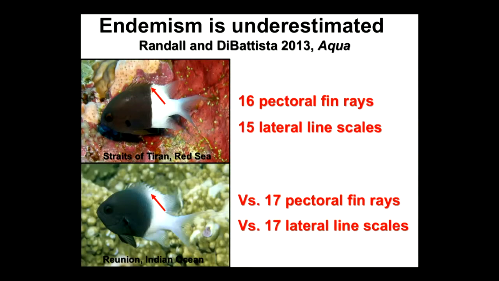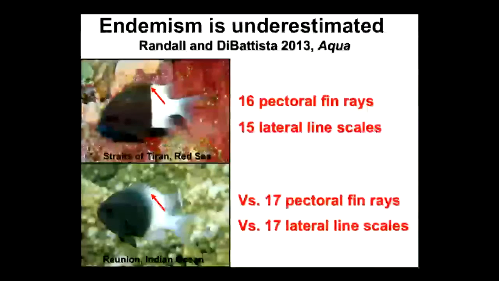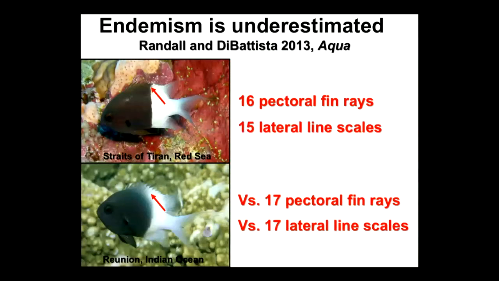I'll take this example because this fish is super cute. The chocolate-tipped chromis is one of the common fishes that you'll see on the reef crest in the Red Sea. When we started to look at specimens from the Red Sea and compare them to the Indian Ocean, we saw differences in coloration. We noted marked differences in pectoral fin rays and lateral line scales. These are common diagnostic traits used to classify fishes.